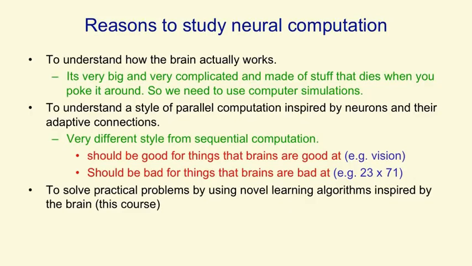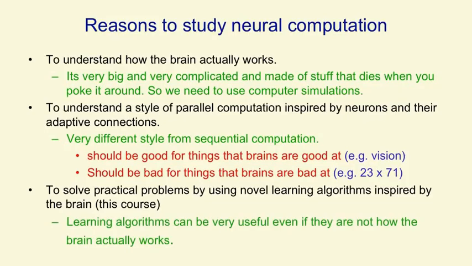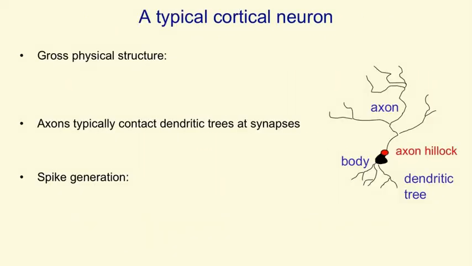A third reason, which is the relevant one for this course, is to solve practical problems by using novel learning algorithms that were inspired by the brain. These algorithms can be very useful even if they're not actually how the brain works. So in most of this course we won't talk much about how the brain actually works. It's just used as a source of inspiration to tell us that big parallel networks of neurons can compute very complicated things. I'm going to talk more in this video though about how the brain actually works.